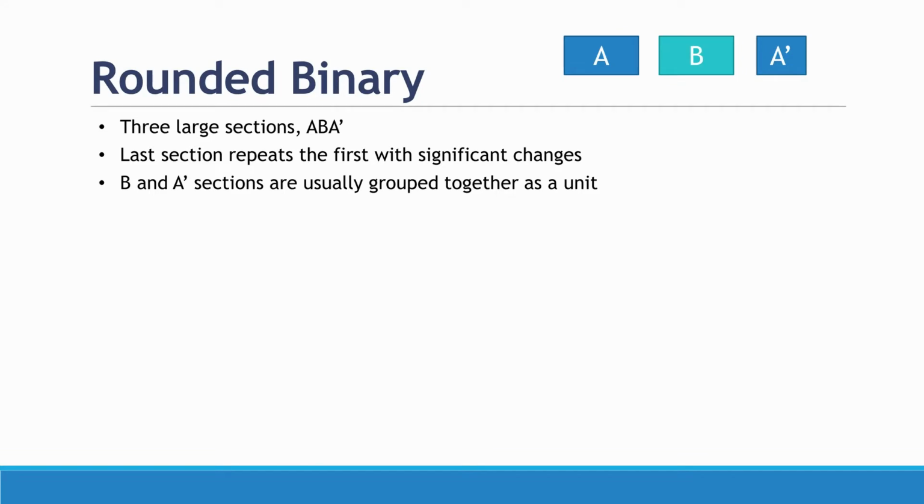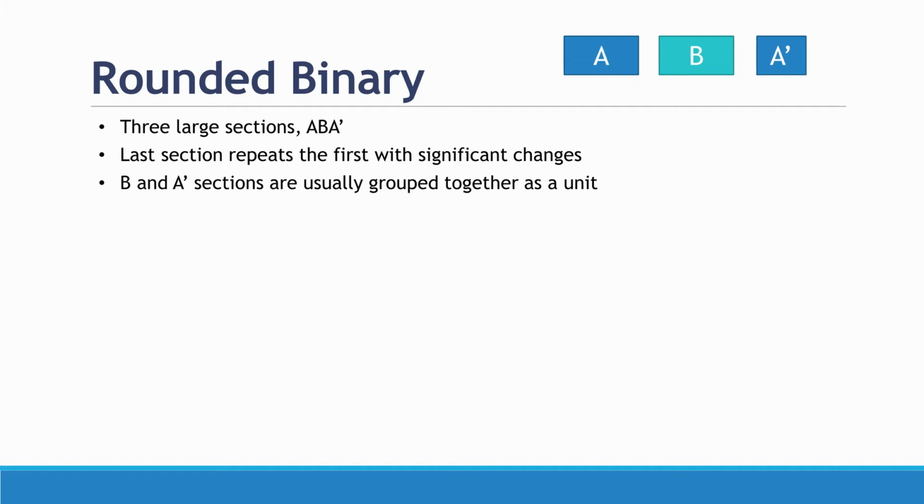Okay, let's move on. Rounded binary forms have 3 large sections. They have the A and the B like a regular binary does, but then they also bring back the A material at the ending in a somewhat modified way. So our last section repeats the first, but with significant changes. There's going to be enough change that we can tell there's a difference.